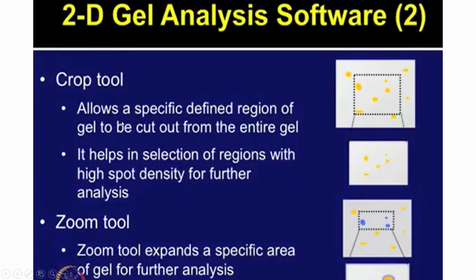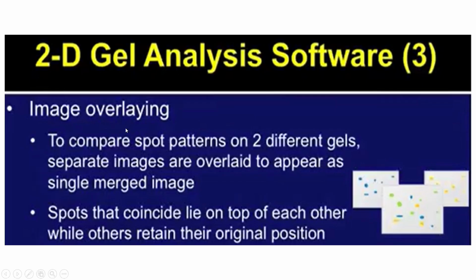So it allows a specific defined region of the gel to be cut and then analyzed. There's a zoom tool as well, which expands a specific area. If there are two proteins very close to each other, the zoom tool will help you check whether they are separated or together. And image overlaying will help you compare two spots: whether they are similar in size or larger, whether they are at the same molecular weight or a different molecular weight. Separate images are overlaid to appear as a single merged one, and each will have a different color, so you will be able to analyze whether they are at exactly the same location or different.